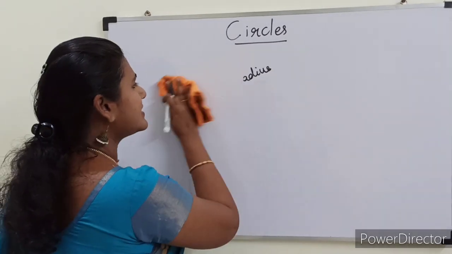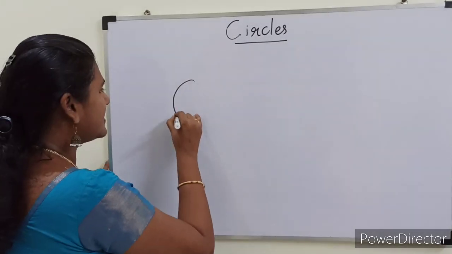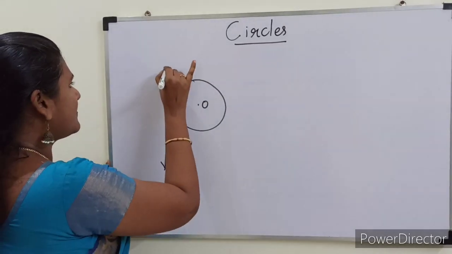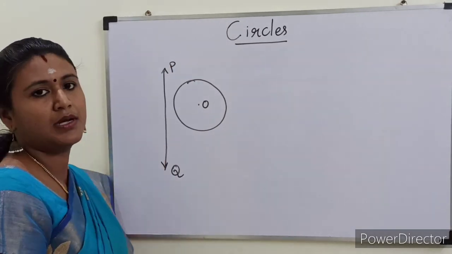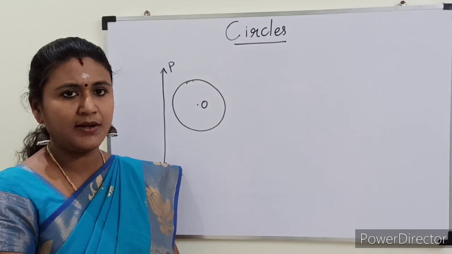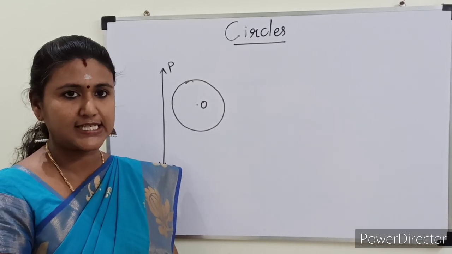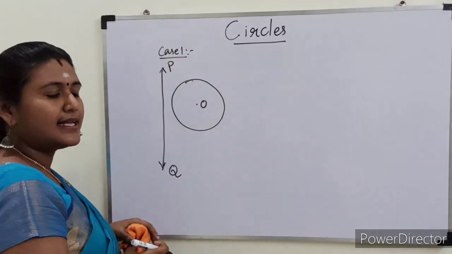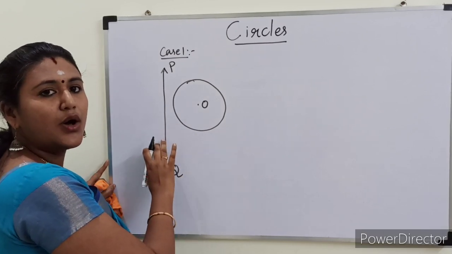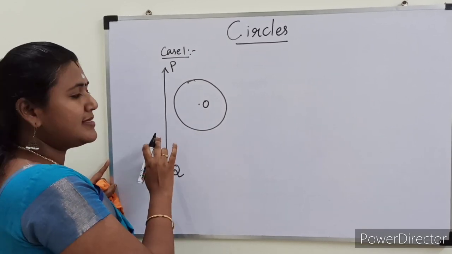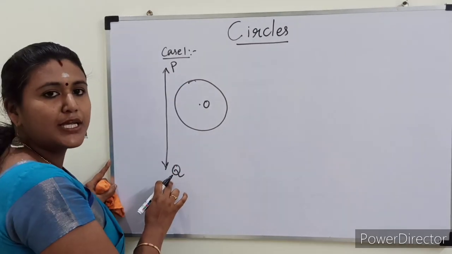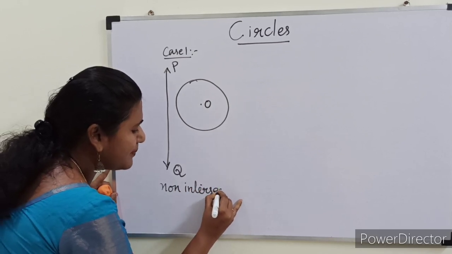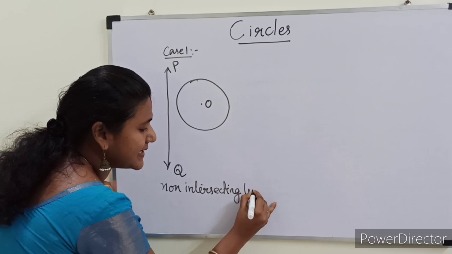Suppose we have a circle and a line. We have a circle with center O and a line PQ. When a circle and a line are given in a plane, there will be three possibilities. Case 1, this is the first possibility. Here the line and the circle will not have a common point. In this case, we will call the line PQ a non-intersecting line.